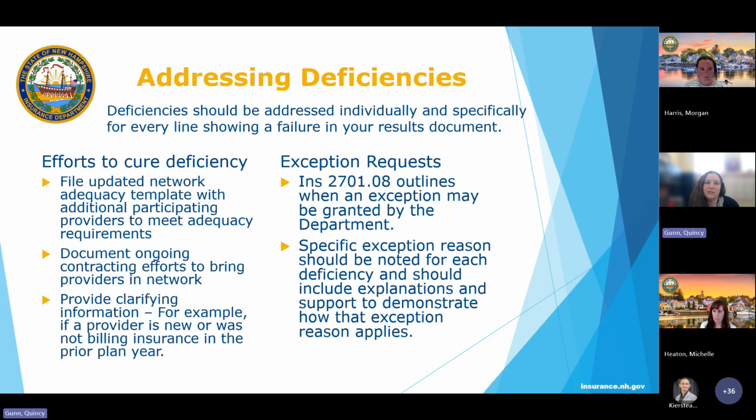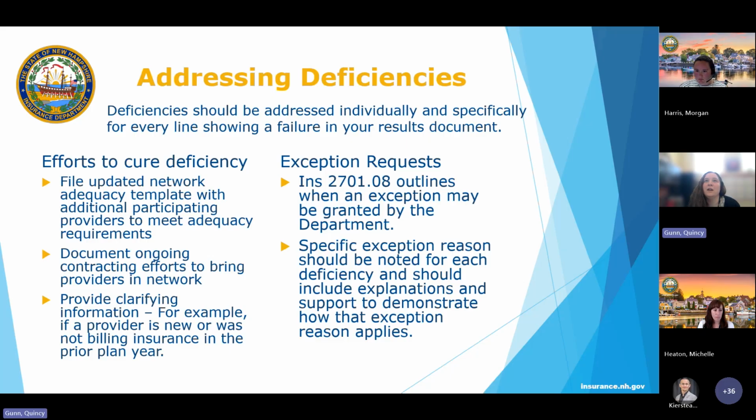So once you get your results back from us, we'll write an objection through SURF, just listing out the deficiencies that were noted. Again, we don't want to call them failures. It's more, we want to know what you're doing to build up your networks and address any weaknesses that we identify during the running of our tool. So there's a couple different ways that you can address these in your response to the objections. You can either show us your efforts to cure the deficiency, whether maybe you've added some more providers to your network. You can submit an updated network adequacy template. We can rerun it.